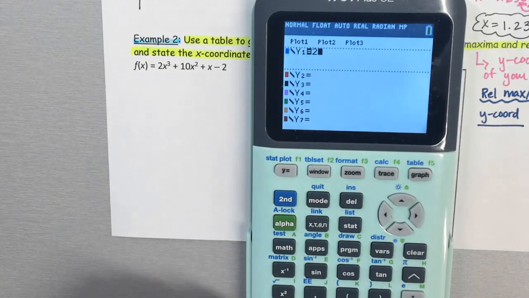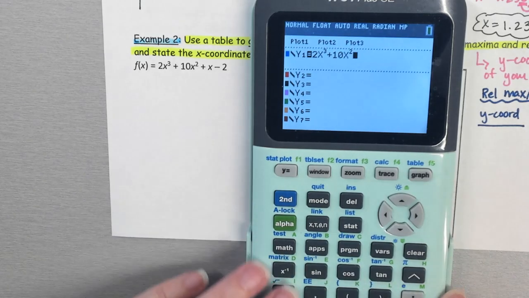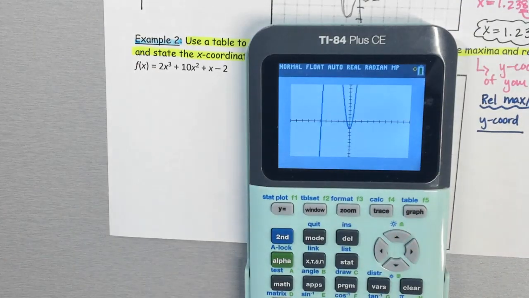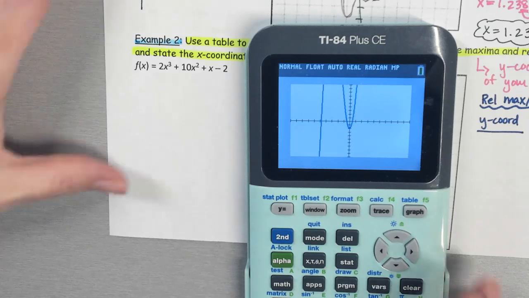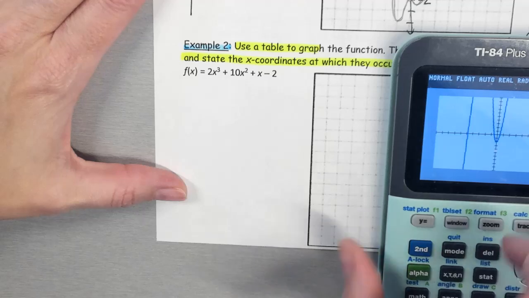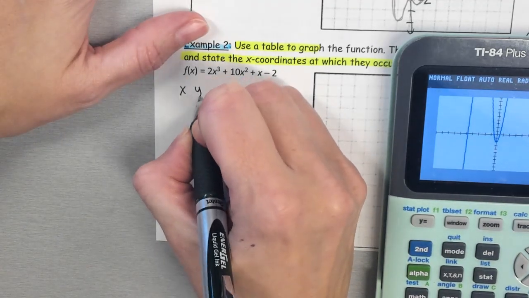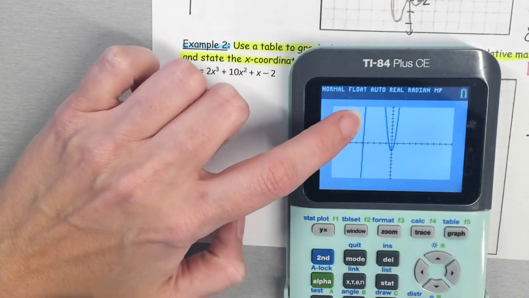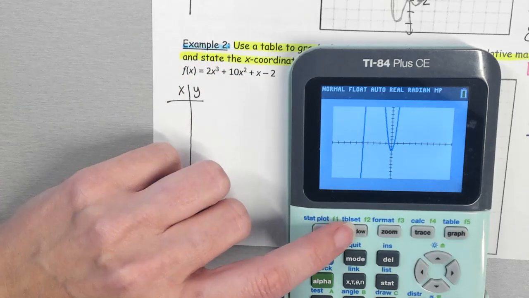So we're going to plug this in. We have 2x to the third plus 10x squared plus x minus 2. Okay, now if you graph that, you cannot see the full graph. It's important that you see all the maxima and the minima. So what we're going to do is adjust this. So we've talked previously about using the zoom out feature or sometimes the zoom fit. But for something like this where you can see most of the graph, the only thing you can't see is this maximum. We're just going to adjust the window.